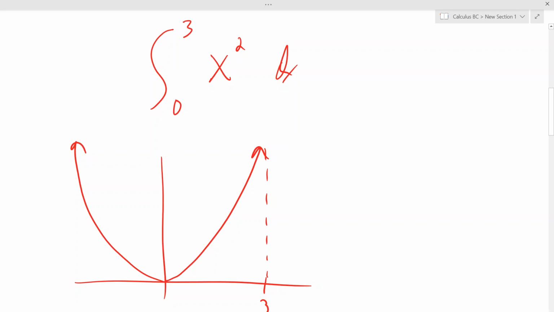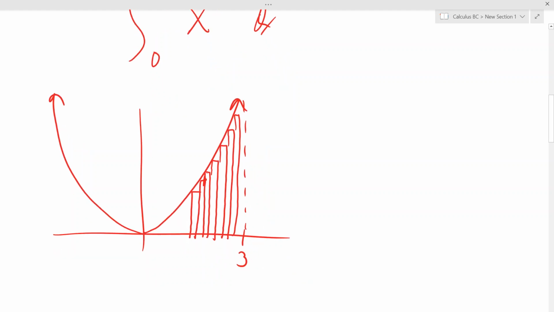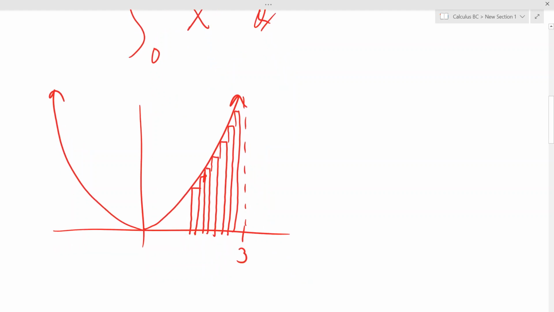But what's really happening, and if you understand this, it's going to make the rest of the stuff a lot easier, is we're putting all of these little tiny rectangles in here, like this. We're filling this thing up with rectangles. Now, the rectangles are infinitely thin. I can't draw them infinitely thin, so I'm drawing them semi-thin. Cool?